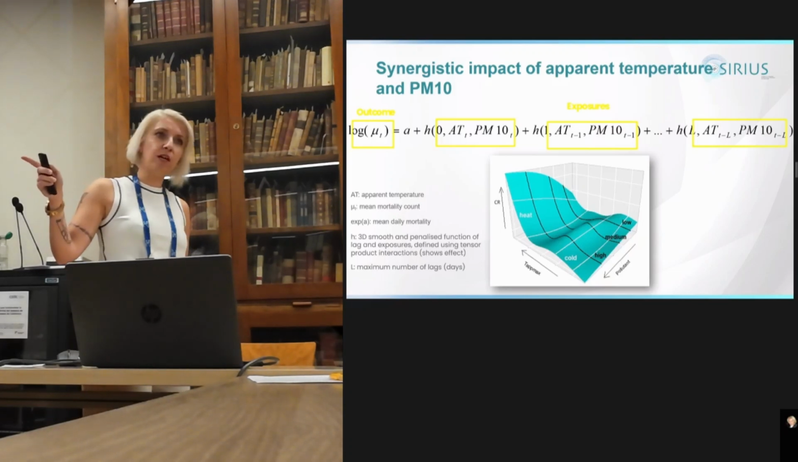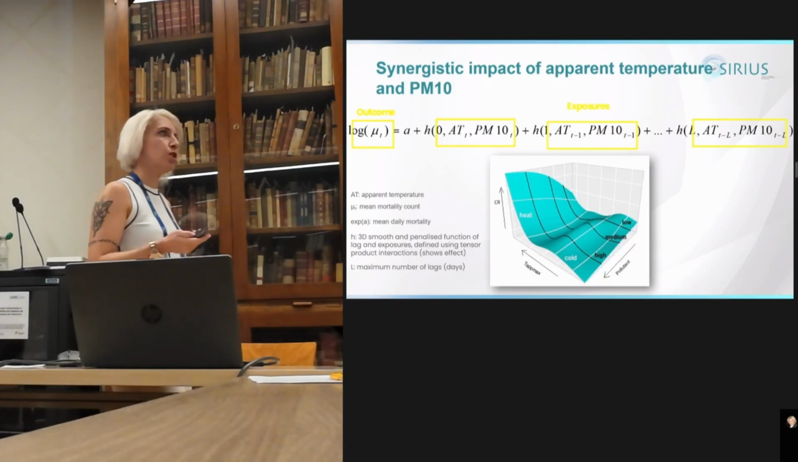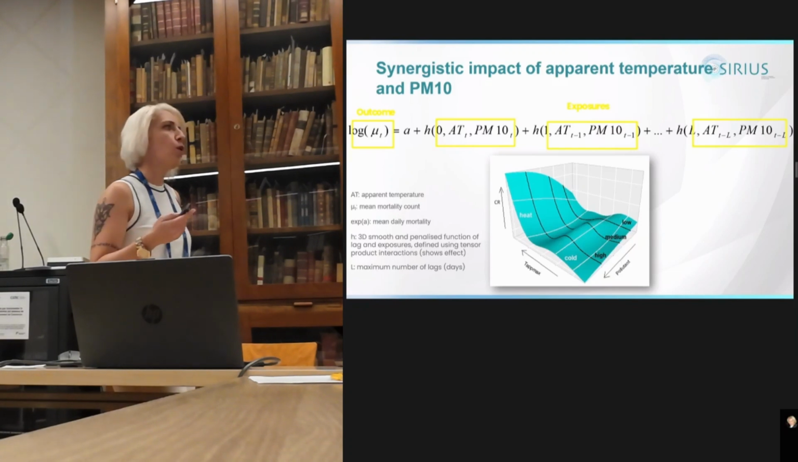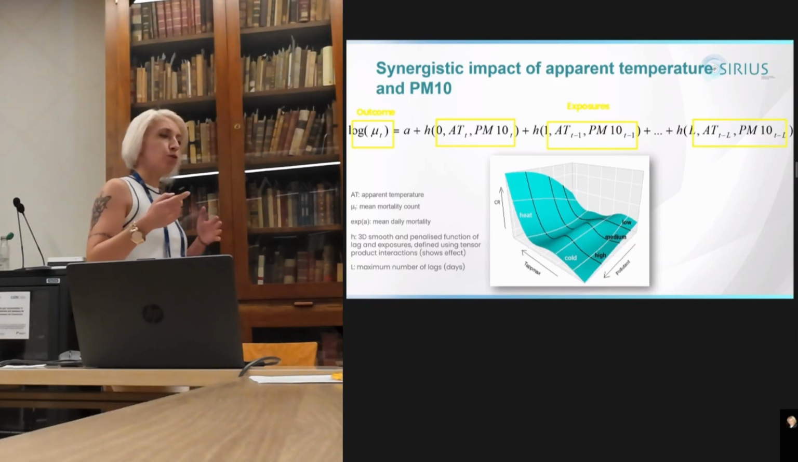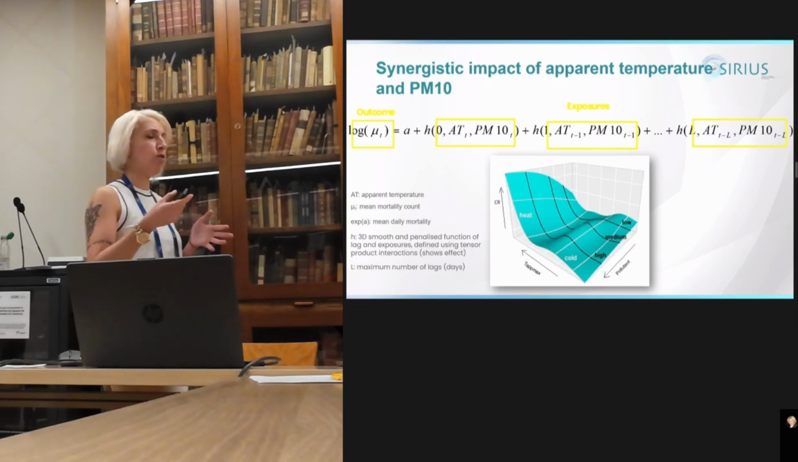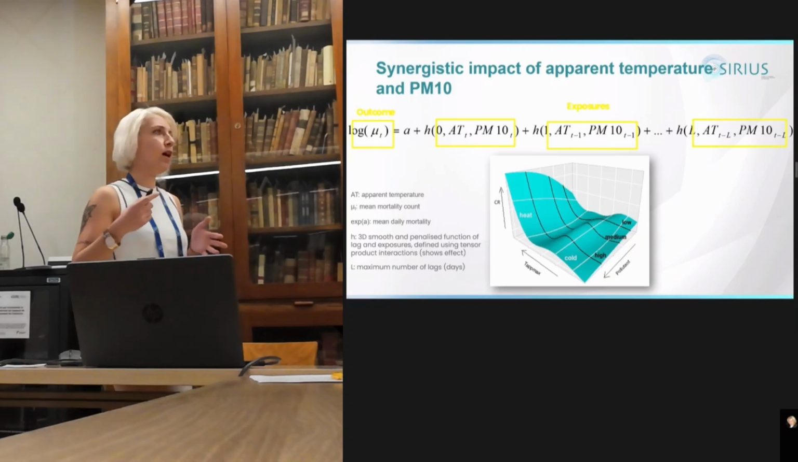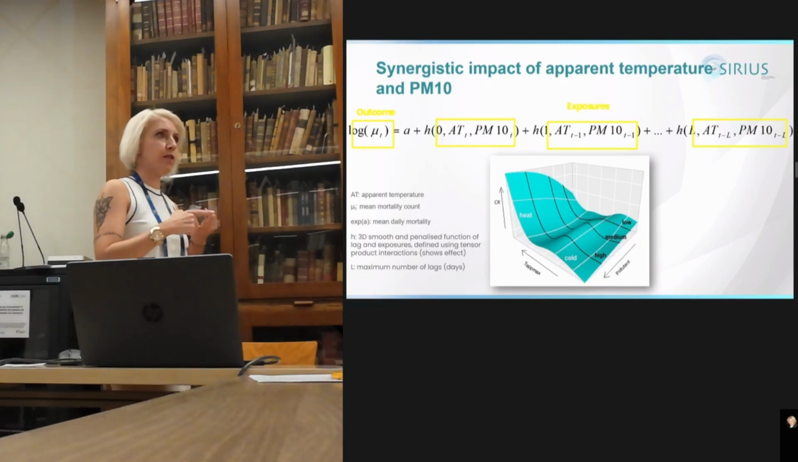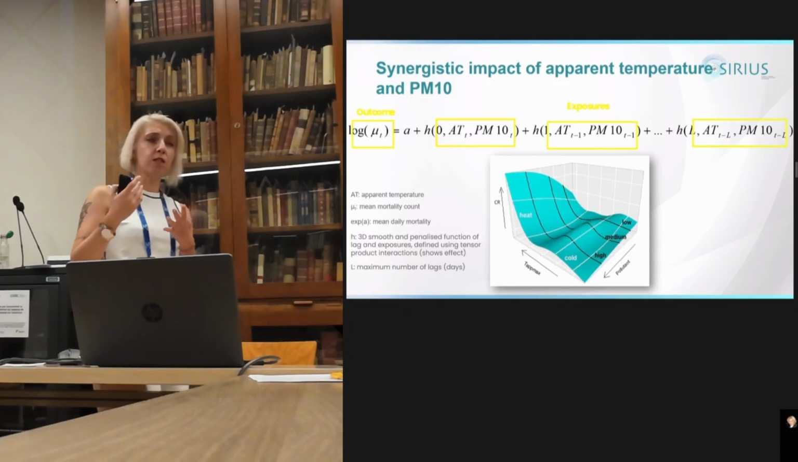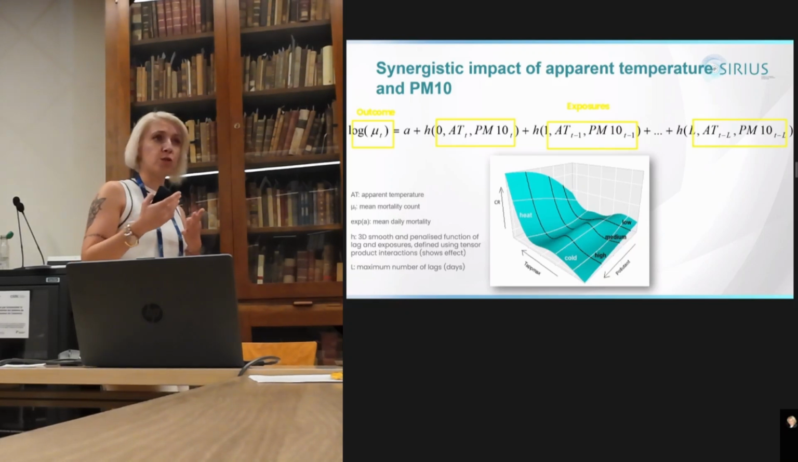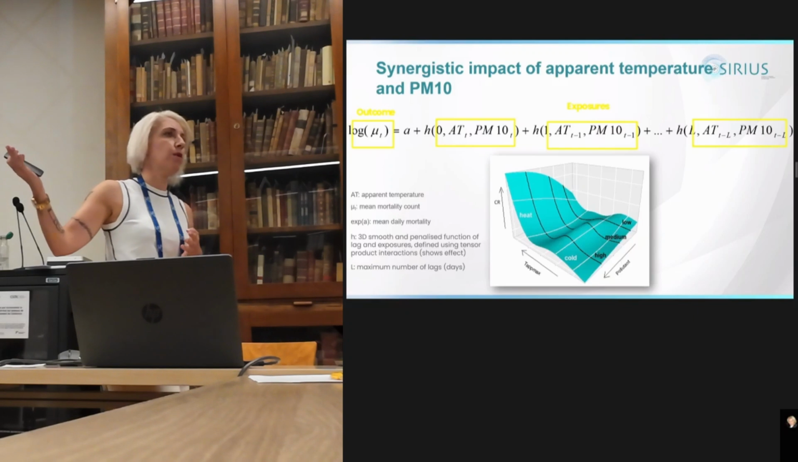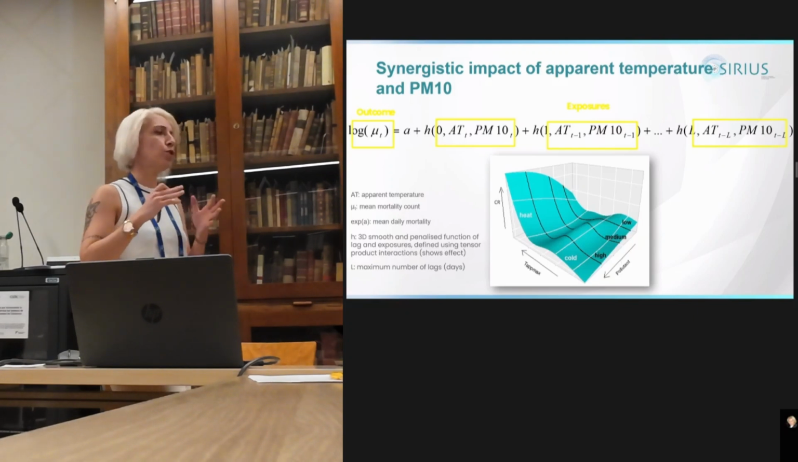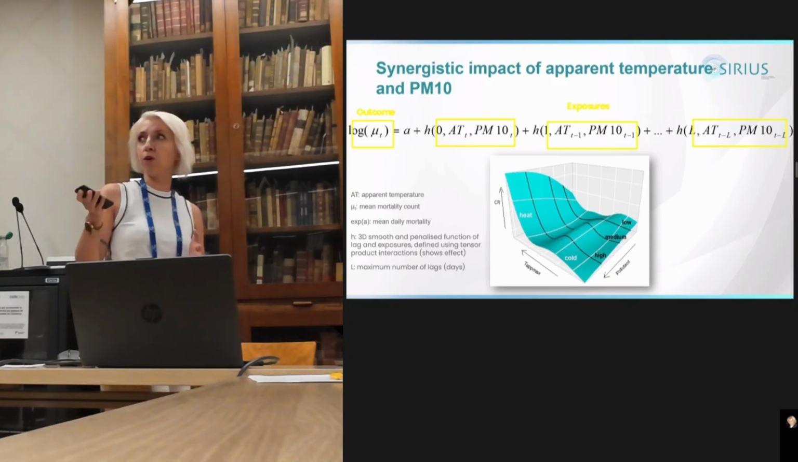And this three-dimensional surface is the conceptual way we came up with in order to show how we extracted from the four-dimensional relation, which is the apparent temperature, the pollution, the temporal dimension, and the mortality risk, this three-dimensional surface, in order to show conceptually the way that we worked.